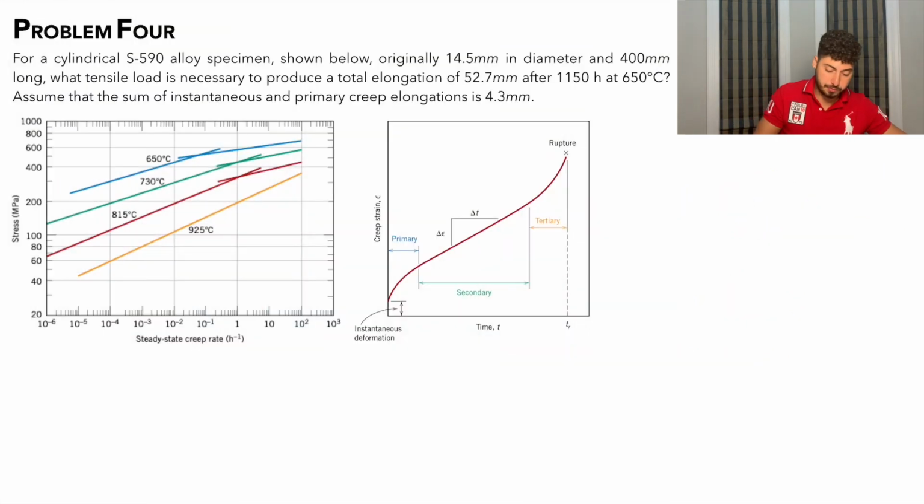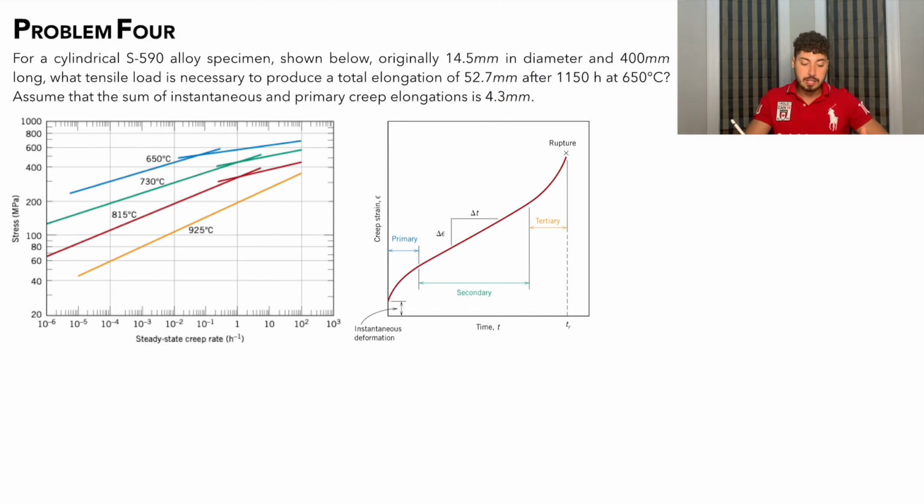Problem 4 reads as follows. For a cylindrical S590 alloyed specimen shown below, originally 14.5 millimeters in diameter and 400 millimeters long, what tensile load is necessary to produce a total elongation of 52.7 millimeters after 1,150 hours at 650 degrees C? You are to assume the sum of the instantaneous and primary creep elongations is 4.3 millimeters.